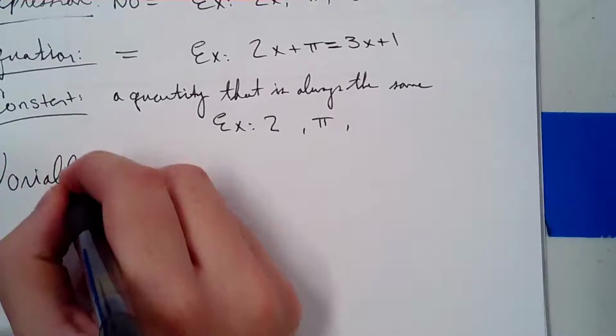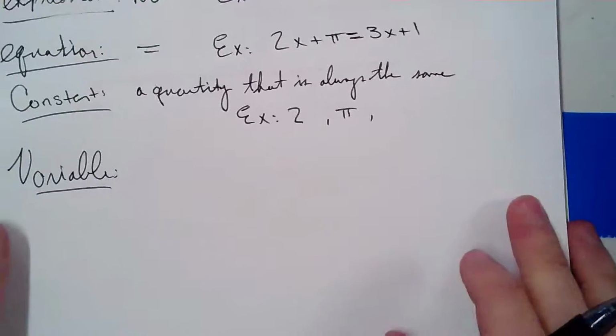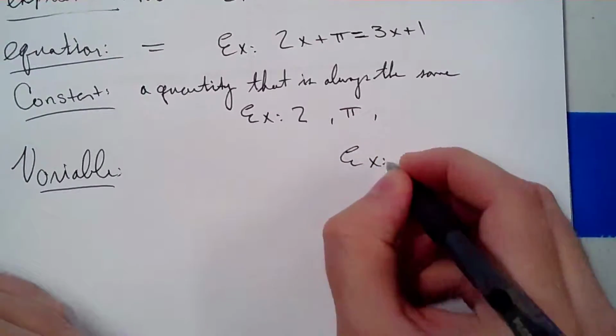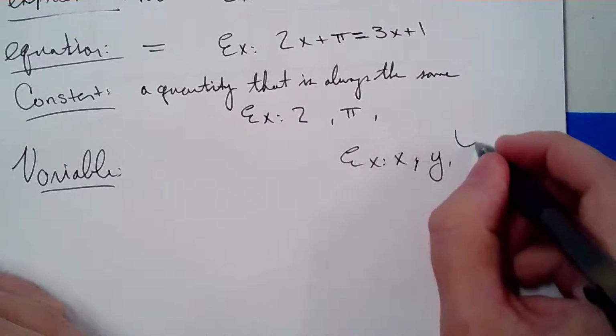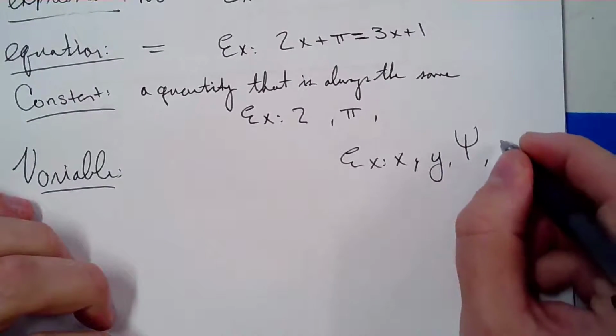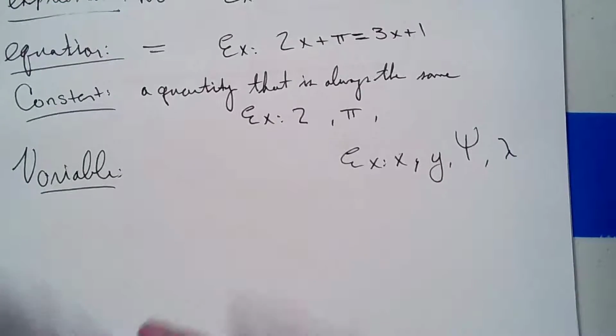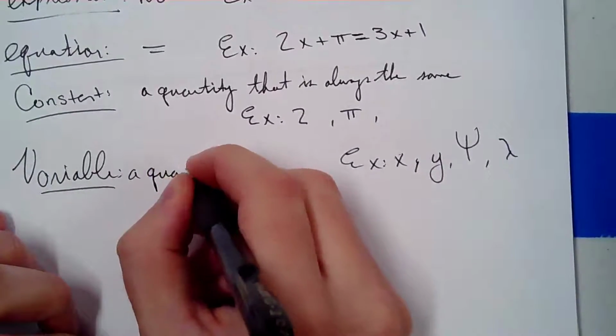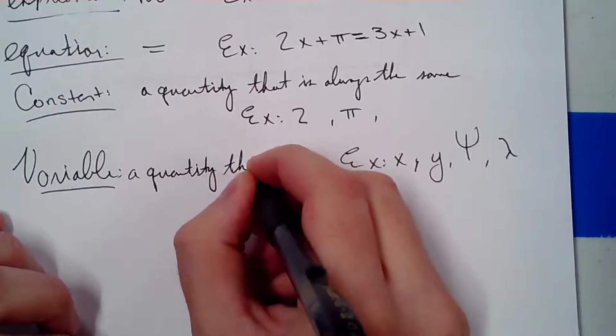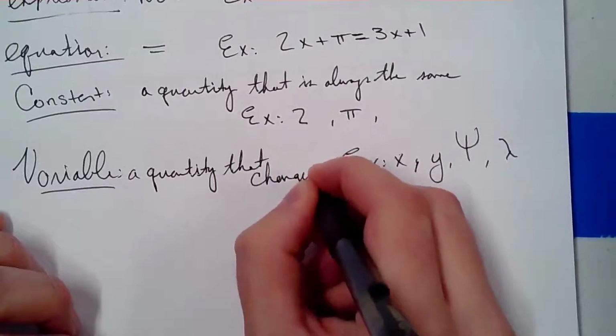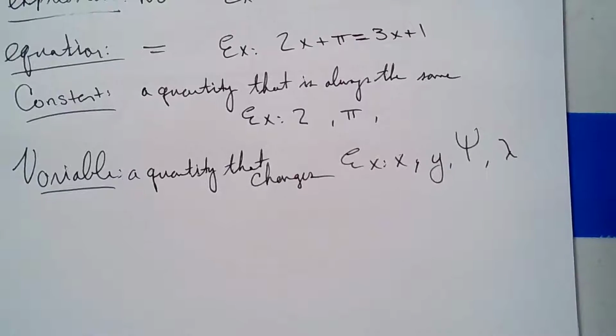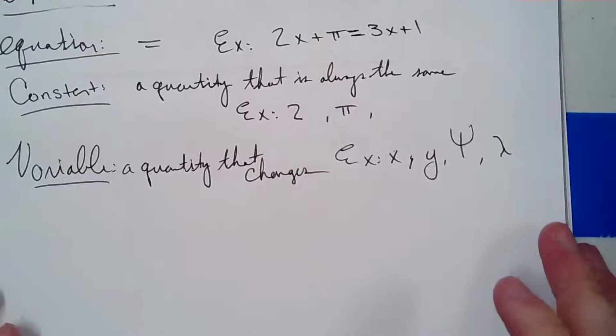A variable. X or Y, like letters. Yep, so examples would be x, y, any of the symbols like lambda. Those are all variables. It's a quantity that changes. Again, if I tell you that x is 2 today, and on the quiz tomorrow you see x and you go, I remember, x is 2, you're going to be screwed, because x changes every day. It's variable. That's what variable means. It has variation.